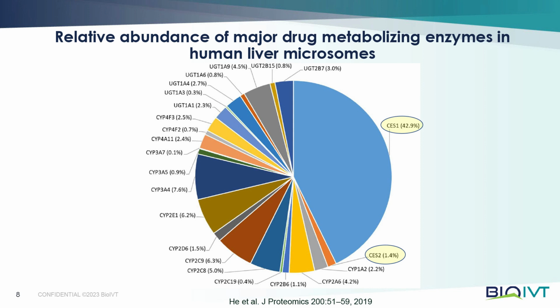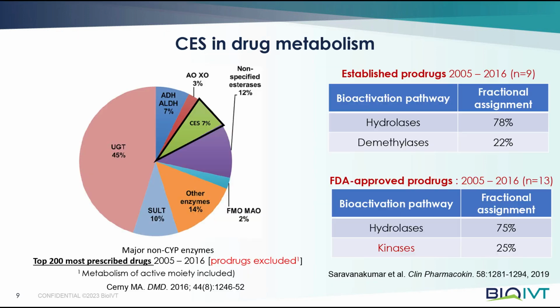So it gives you some idea of the importance, and obviously it has some other functions because there are endogenous substrates for carboxylesterase 1. And then if you look at drug metabolism, this is a survey from Matt Cerny, just looking at the top 200 prescribed drugs in the USA from, I believe, 2005 to 2016, with prodrugs excluded. And these are non-P450 enzymes. So no surprise, 45% UGTs, followed by some of the others such as sulfotransferases. FMO and MAO are surprisingly small, and then carboxylesterase comes in there at 7%. So again, carboxylesterase may be overlooked in some cases, but it is important.